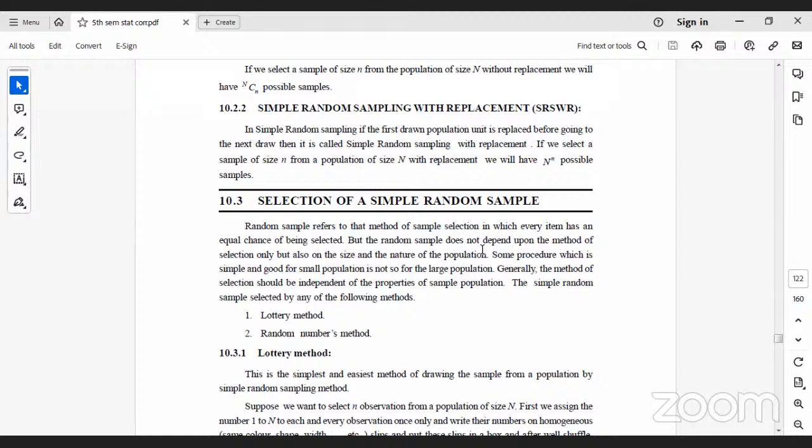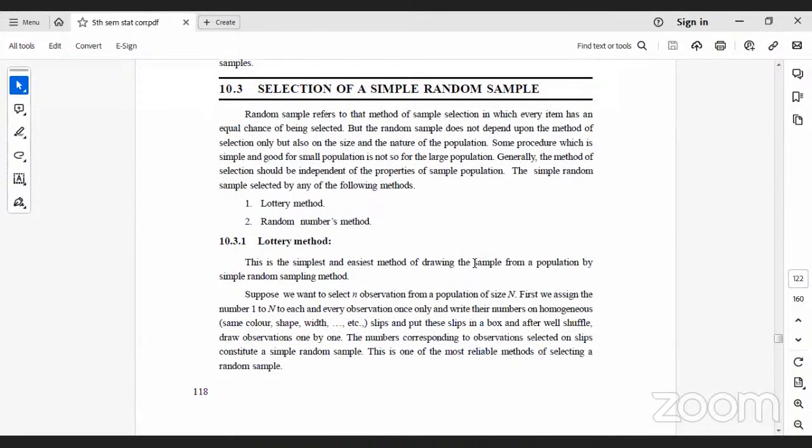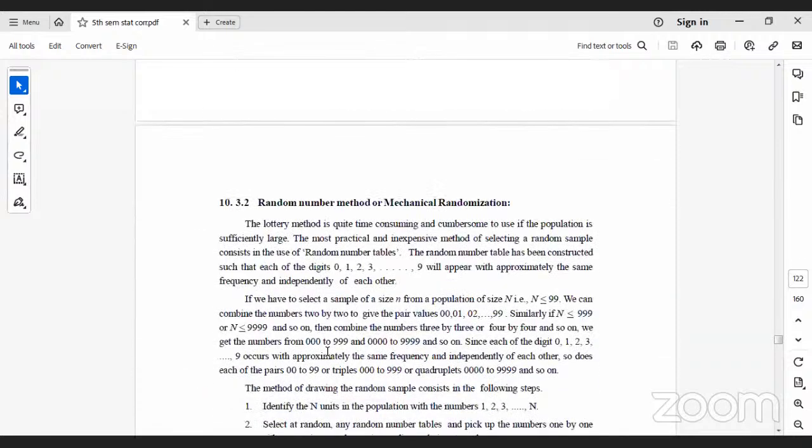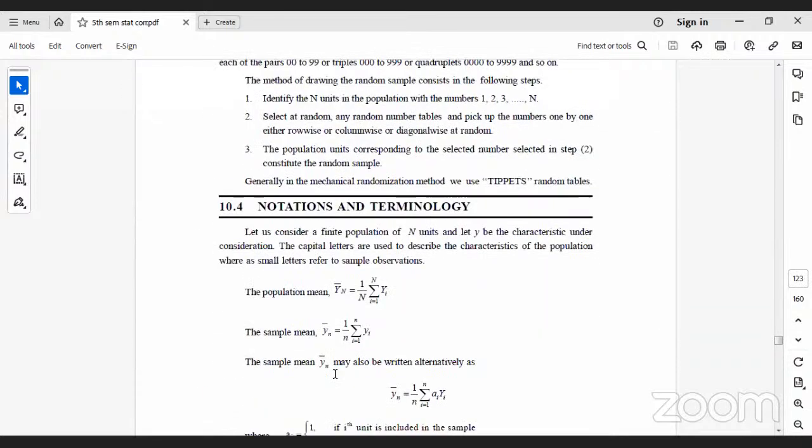One is the lottery method or random number method. Lottery method is the simplest and easiest method of drawing a simple random sample from a population. Suppose we want to select a sample from a population of size N. First we assign the numbers 1 to N to each and every observation once and only once. Write the numbers on slips of homogeneous color, shape, width, height, etc., and put these in a box. After a thorough shuffle, we draw observations one by one. The observations corresponding to the numbers on the selected slips form the sample. So this method selects a random sample. Random number, mechanical random method you have to do here.